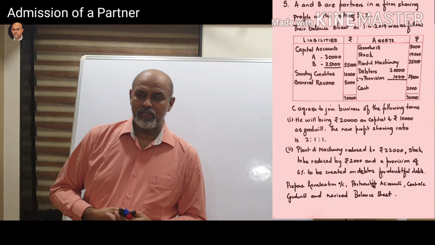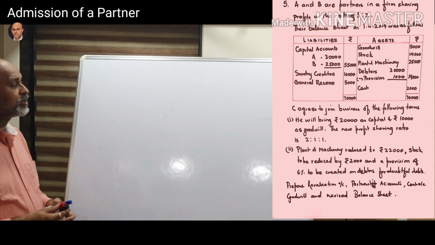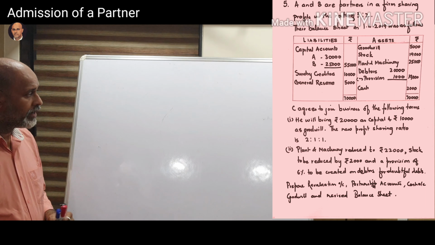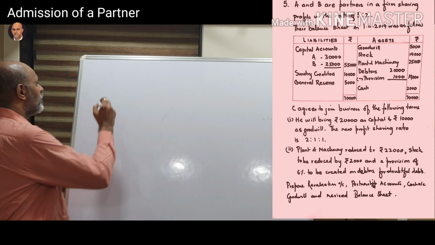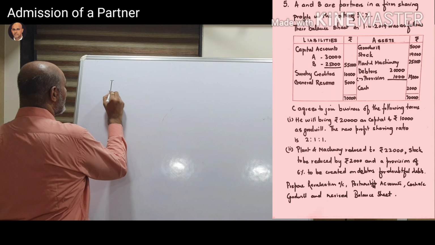So I start with a new sum, and there are two partners A and B, and they are going to admit the third partner, who is C. As usual, my first request to you all is to prepare the following.